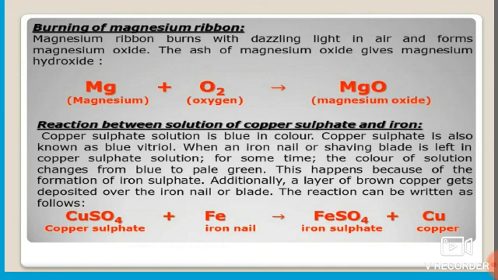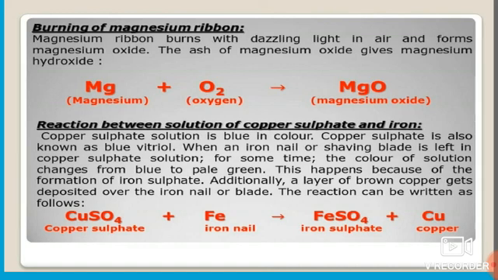Another example is the reaction between a solution of copper sulfate and iron. Copper sulfate solution is blue in color. Copper sulfate is also known as blue vitriol. When an iron nail or a shaving blade is left in copper sulfate solution for some time, the color of the solution changes from blue to pale green. This happens because of the formation of iron sulfate.